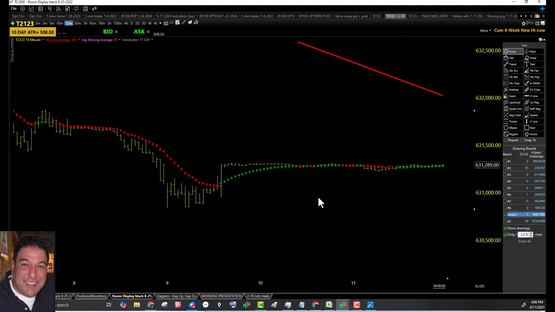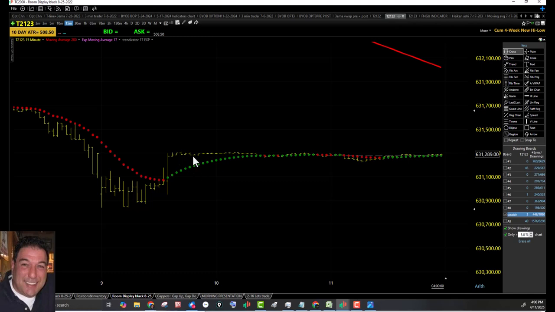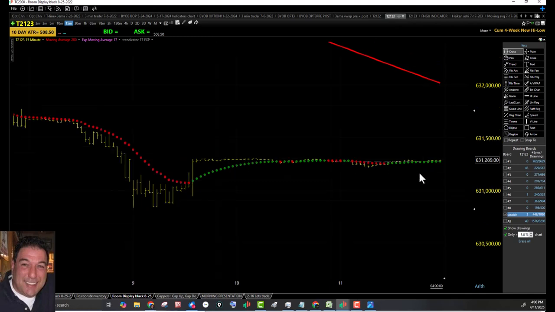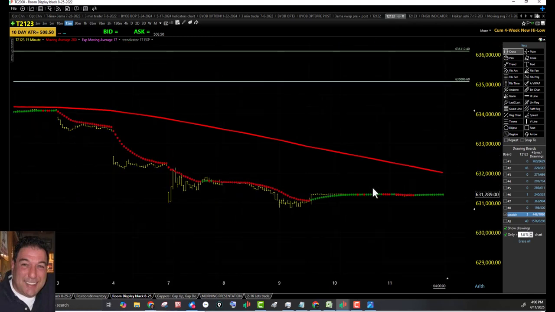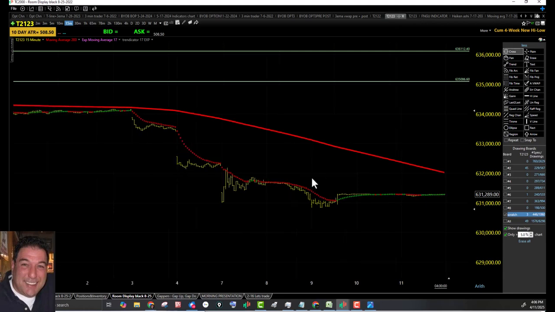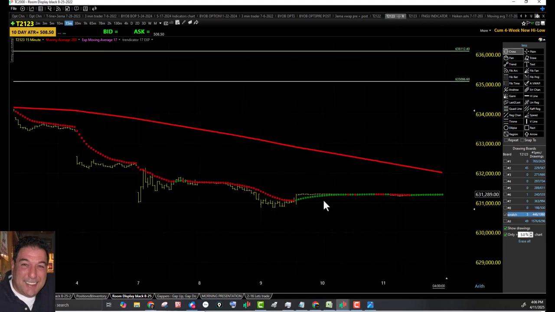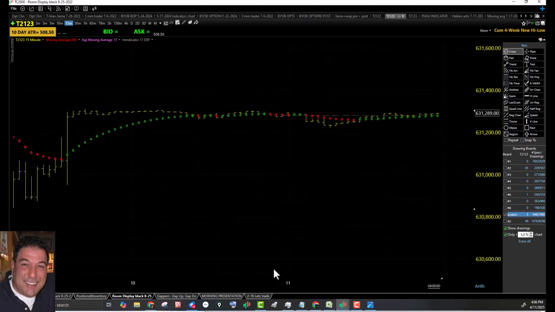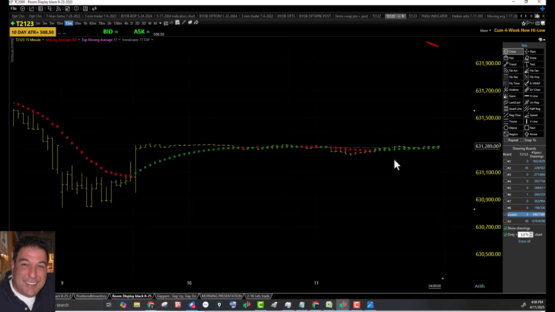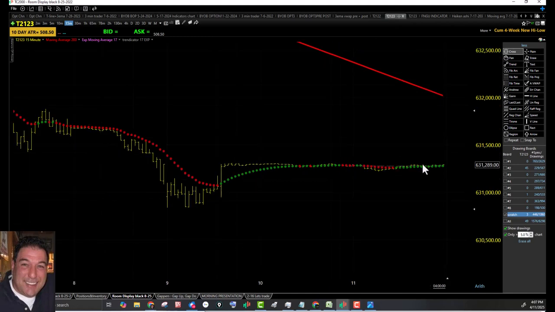T2123, this is a flat line. This thing looks dead. I don't know what they're doing with it, but this thing looks dead right here. Price action for today, all right? A little red green, more red green, more red green, okay? So definitely not getting any higher highs.